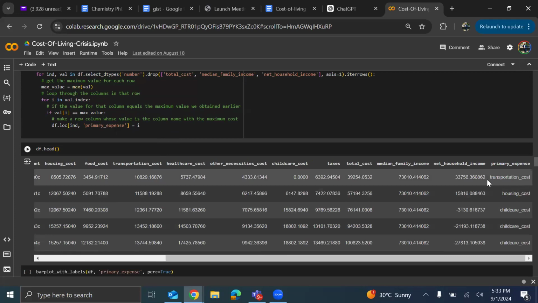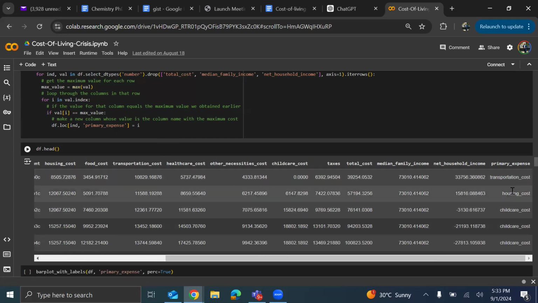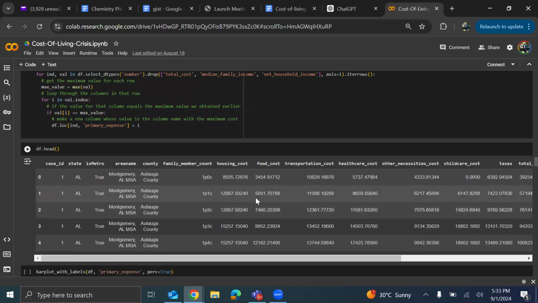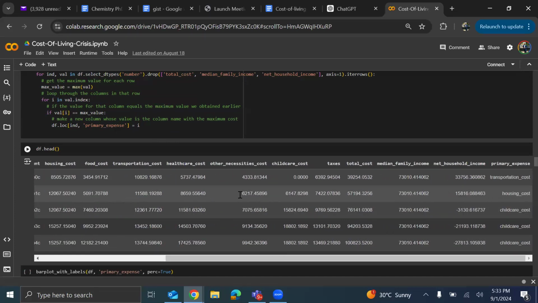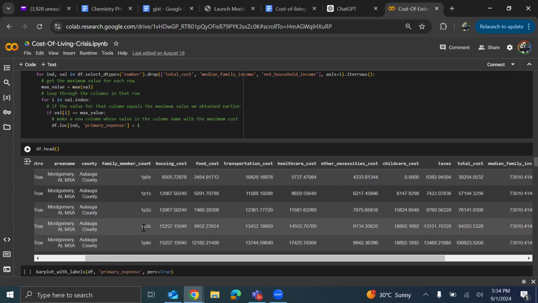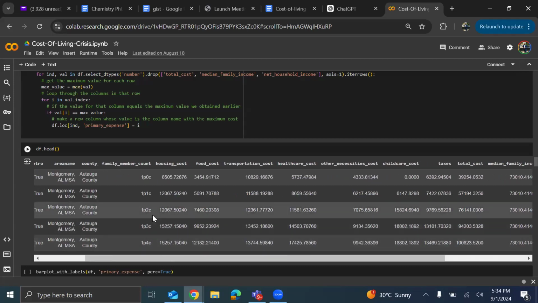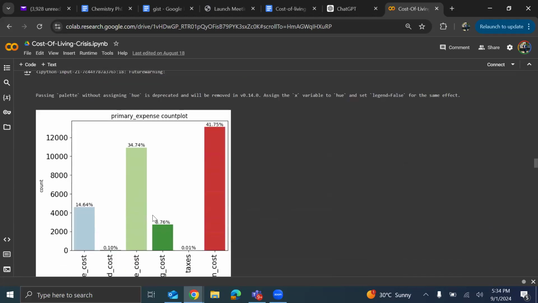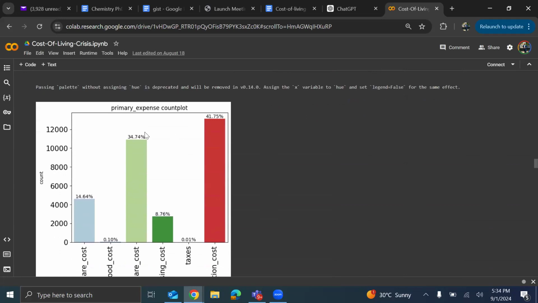So here now it's saying transportation cost is the highest, housing cost is the highest, childcare cost is the highest. And I did my check-ins and I found out that it is actually correct. So you can see here that transportation cost in this household is actually the highest cost that they incurred. Here, childcare cost is actually the highest that they incurred. And if you look at the family type of these people, they have 3 children, 4 children, 2 children. So that can even make sense, right? Then I did just a count.